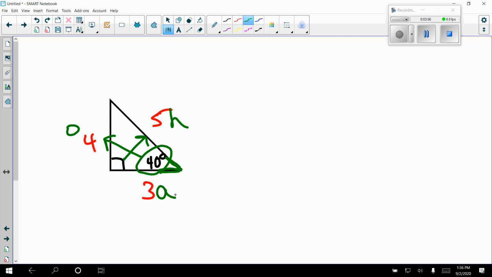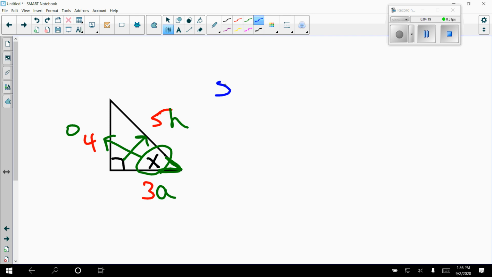Instead of calling this 40 degrees, because I kind of messed it up here, I'm going to erase this, and I'm just going to call this angle X for now. Okay, so that's angle X.